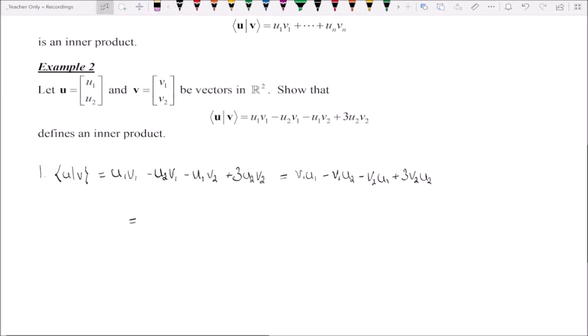Also, addition and subtraction of real numbers is commutative. So what we can do is take this negative term here and switch their order, which allows us to write v1 u1 minus v2 u1 minus v1 u2 plus 3 v2 u2. And if you notice, this is now exactly the definition for the inner product of v with u.